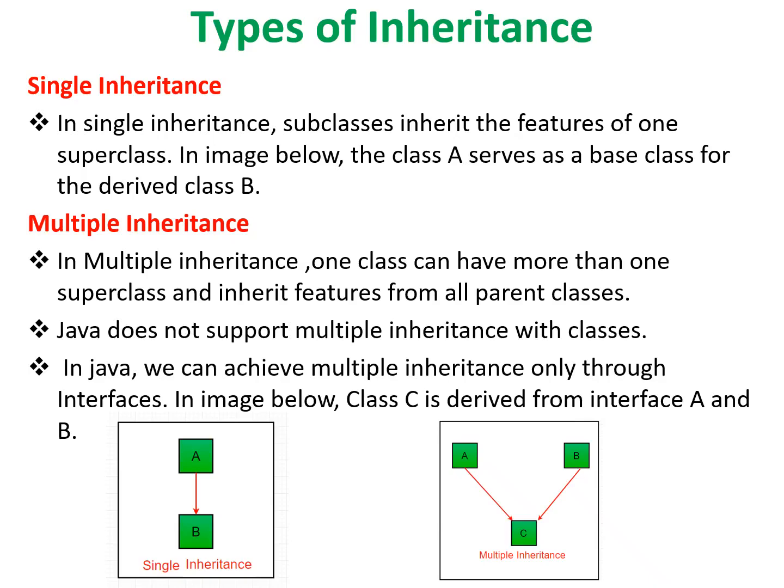In single inheritance, one subclass inherits from one superclass. For example, class Dog extends Animal. It is the most common form. Multiple inheritance: Java does not allow a class to extend more than one class, but with interfaces, class C implements A and B.